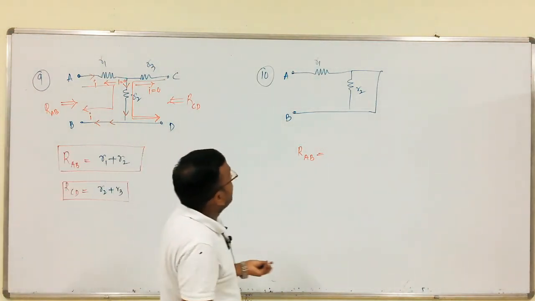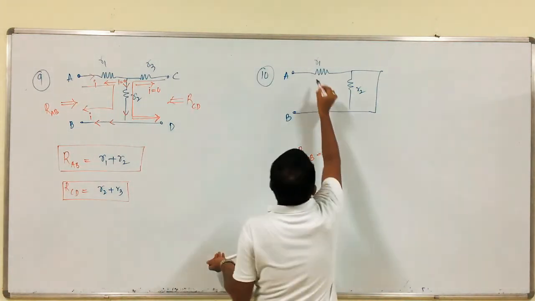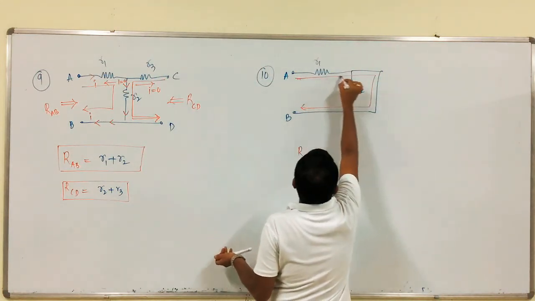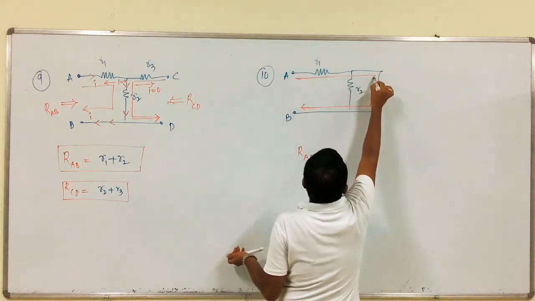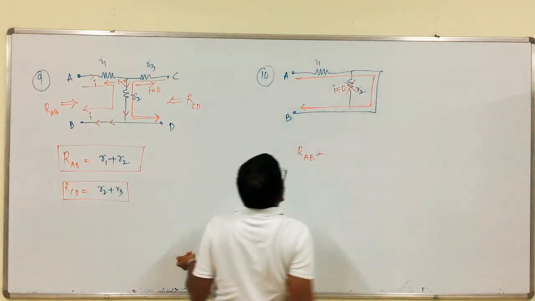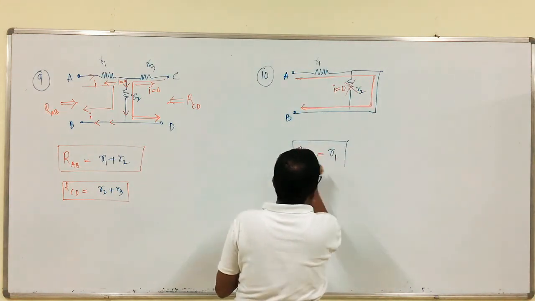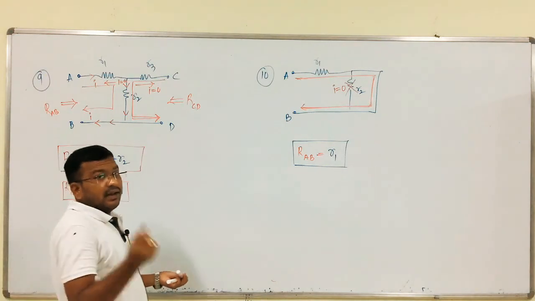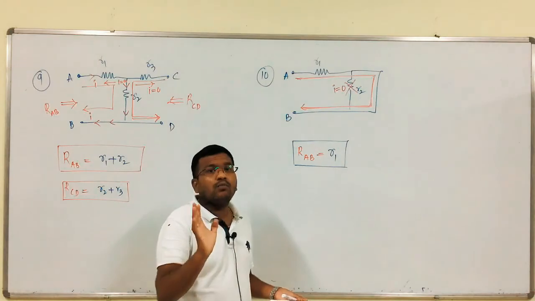Next, coming to this problem, what is the value of RAB? See, always current prefers the short circuited path, always current prefers this path only. Therefore, there is no current through this branch, I is equal to 0. Therefore, RAB is nothing but simply R1. So, problems 7, 8, 9, 10, these are very important observations. These are all nothing but important note points. Okay.